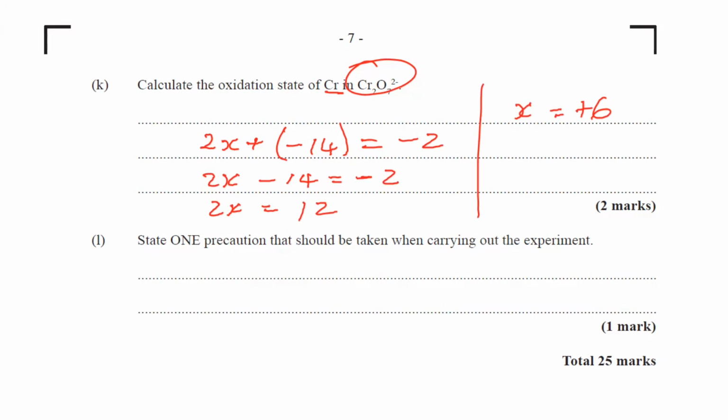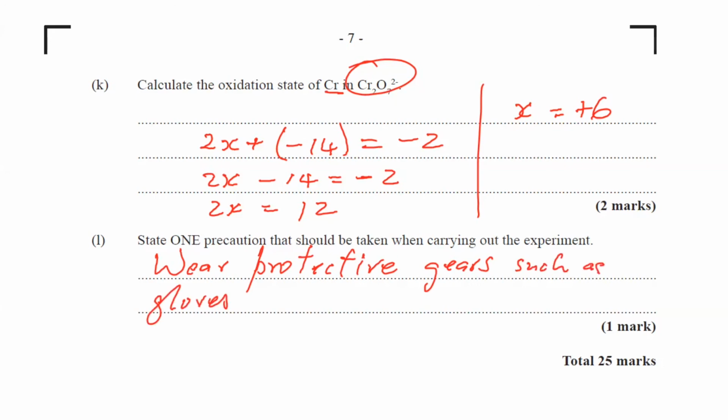And part L, for the 1 mark: state 1 precaution that should be taken when carrying out the experiment. Of course, we will wear protective gear, such as our gloves and or goggles. Another one is that care should be taken when working with acid. All right, and that would give us full marks, 25 marks.